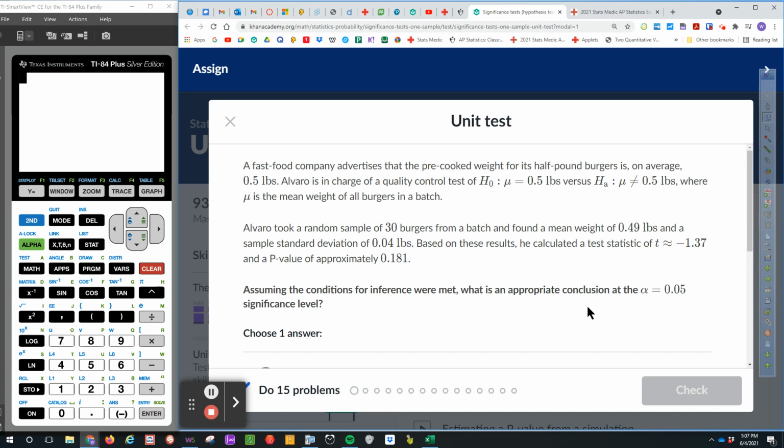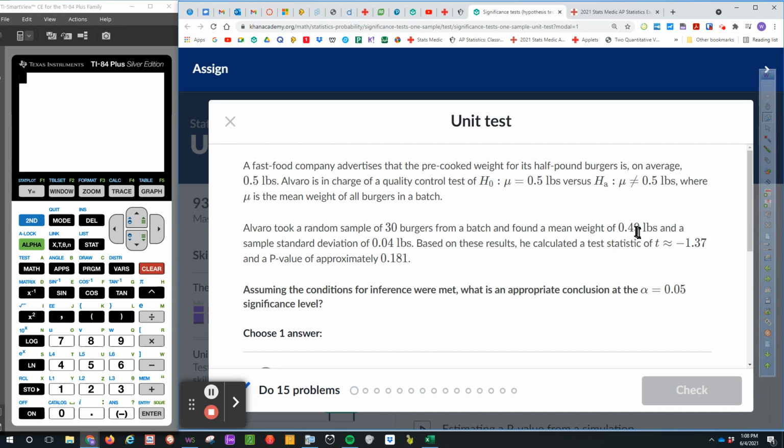So Alvaro took a random sample of 30 burgers from a batch. 30 is a good number because of the central limit theorem. It's going to meet the condition where the sampling distribution will be normal, because the sample size is 30 or more, and he found that the mean weight, the sample mean, is 0.45.